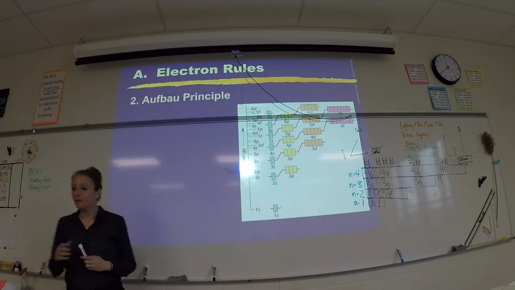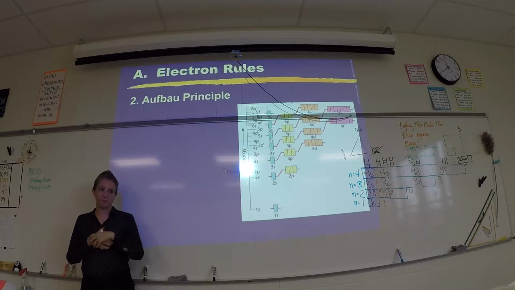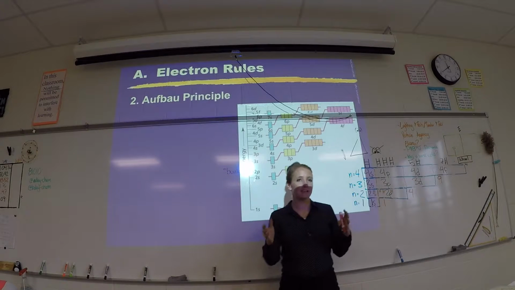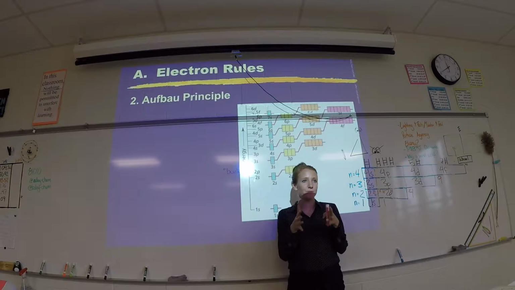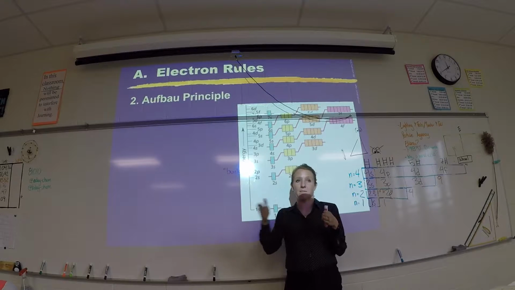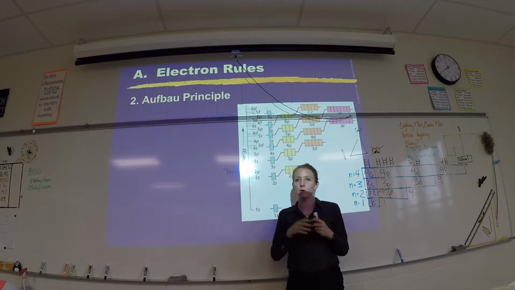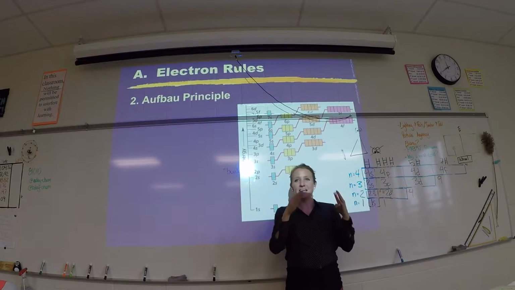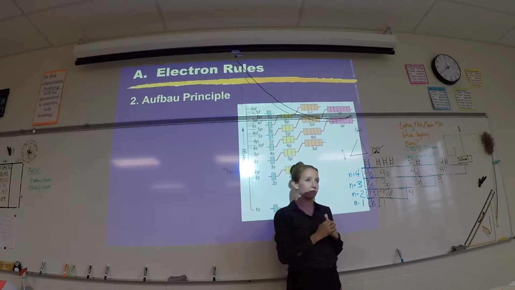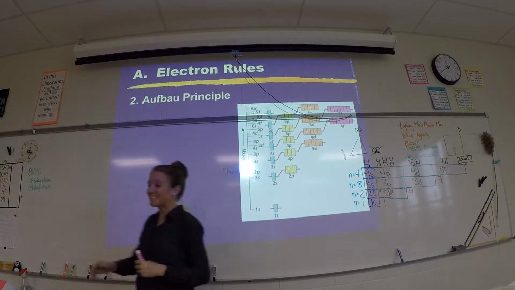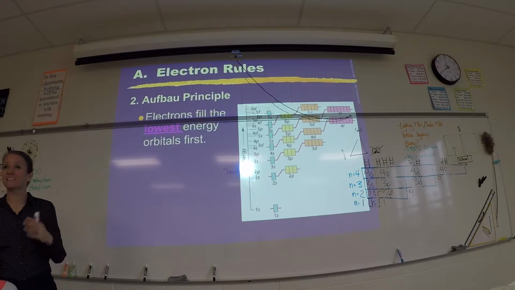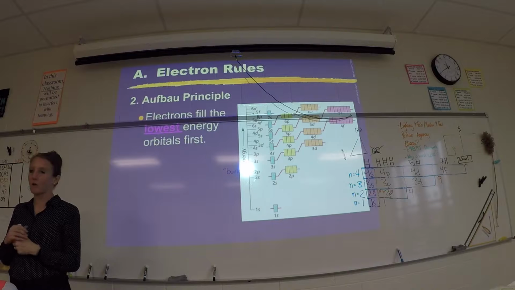The second rule is known as the Aufbau principle. The Aufbau principle tells us that when the electrons are put into their rooms, there's a very particular order in which we put them in. It's not random. They don't just put one electron here, one there. There's a very particular order you have to follow. The way that it's designed is whatever is the lowest in energy is where we want to put them.